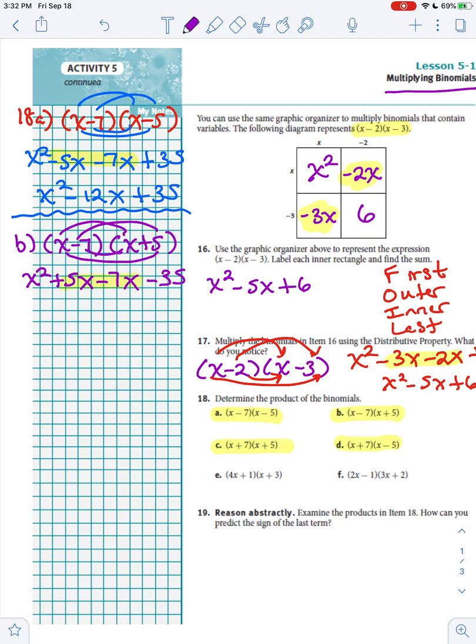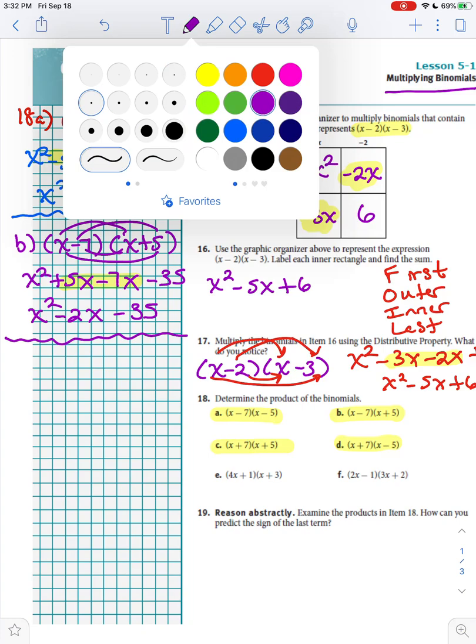Again, we want to combine our middle terms. This time, however, it's 5x minus 7x, so our middle term now is going to be negative 2x. So that changed. And our last term changed as well because now it's negative 35. So the signs of the binomials can help us predict the signs of the trinomial.